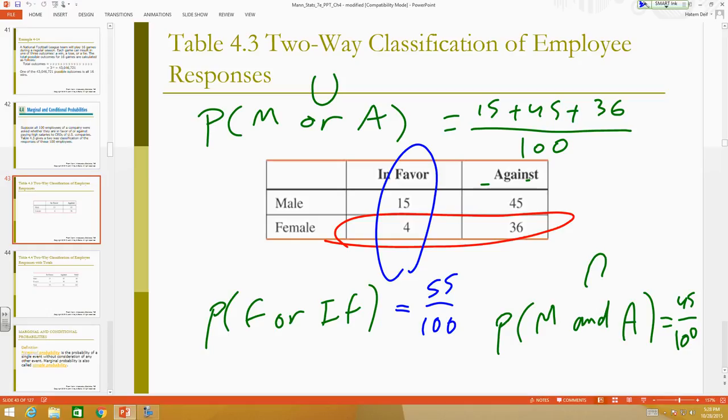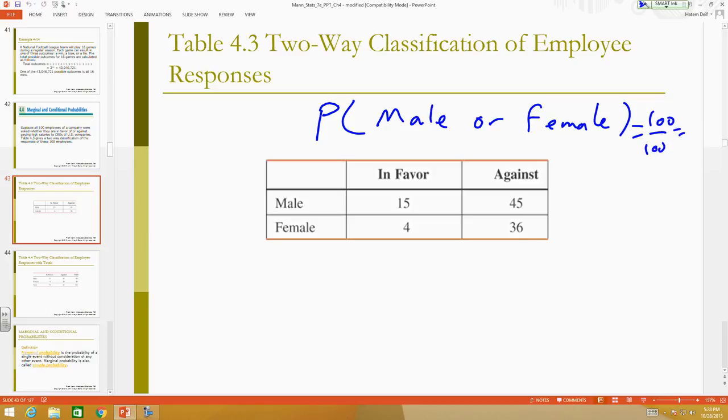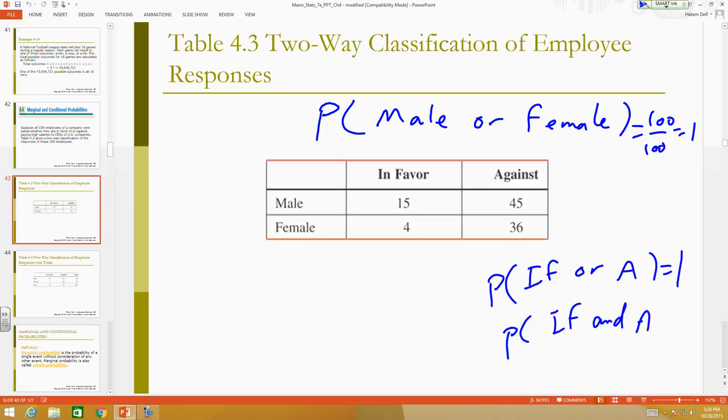Let's see more tricky questions of and or. Find the probability that the person is male or female. That should be an easy question. 100, yeah, that's 100. That's everyone, right? 100 over 100, which is 1. Similarly, find the probability the person is in favor or against. That's also 1. How about the probability that the person is in favor and against?